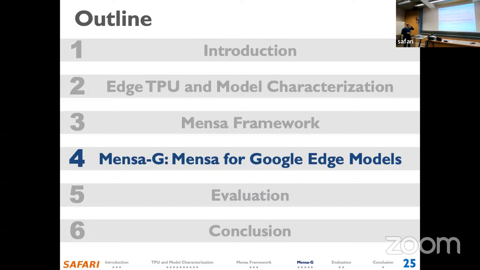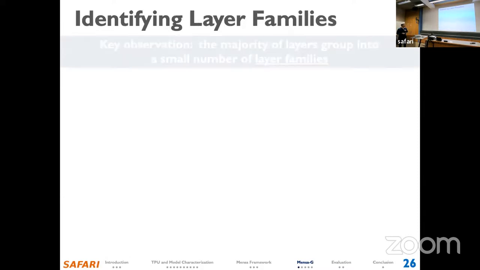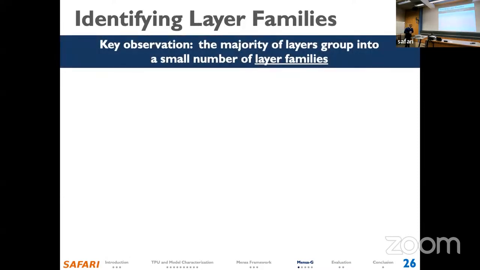Okay, so now I'm going to show how we employ this Mensa framework for the 24 neural network models from Google. And then we propose our new accelerator that is called Mensa G. So the first thing is to answer how many accelerators we need, right? And as I said, the number of accelerators is going to be dictated by the number of families, how many groups we have with distinct properties for each one of those layers.